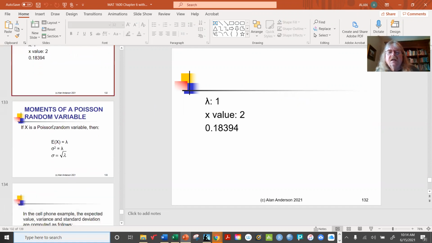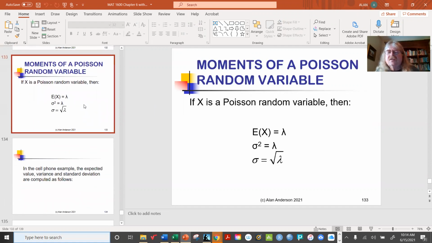Okay, then we saw that there are, of course, shortcut formulas for the moments of a Poisson distribution, just like binomial, except these are exceptionally simple. As you can see, the expected value is lambda, the variance is lambda, and the standard deviation therefore must be the square root of lambda.